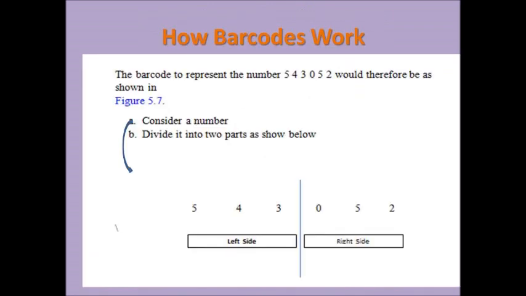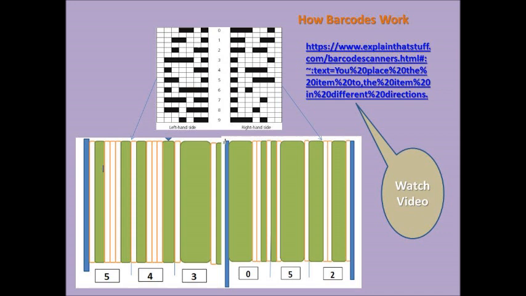They have divided it into two parts, left hand side and right hand side. And then through the diagram in your book, which shows the left and right side, they have selected the shaded and unshaded parts and drawn the barcodes. You can see the example of the digit 543052. It is divided into two parts, 543 on the left hand side and 052 on the right hand side.